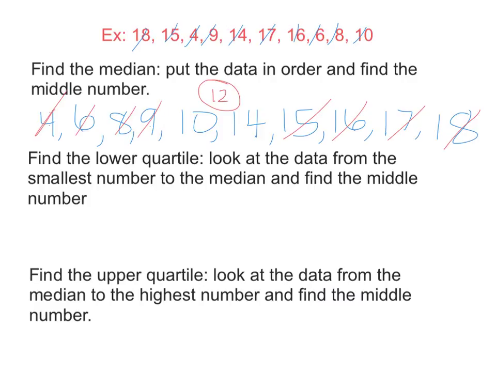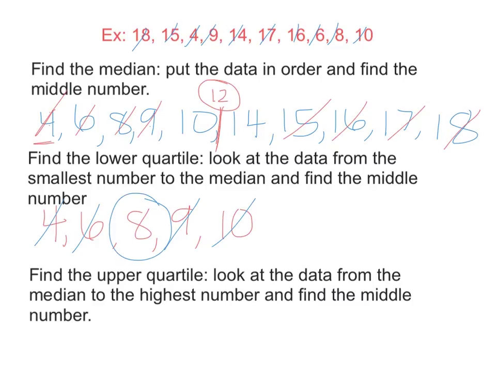Now once I found the median, I need to find the lower quartile. So I'm going to look at the data from the smallest number, which is 4, to the median, which is 12. Well, in this case, we're going to stop at 10, okay? And I'm going to write those out. 4, 6, 8, 9, and 10. Now I need to find the median of these numbers. So I take one from the small, one from the big, one from the small, one from the big, and it leaves me with 8. So my lower quartile is 8.